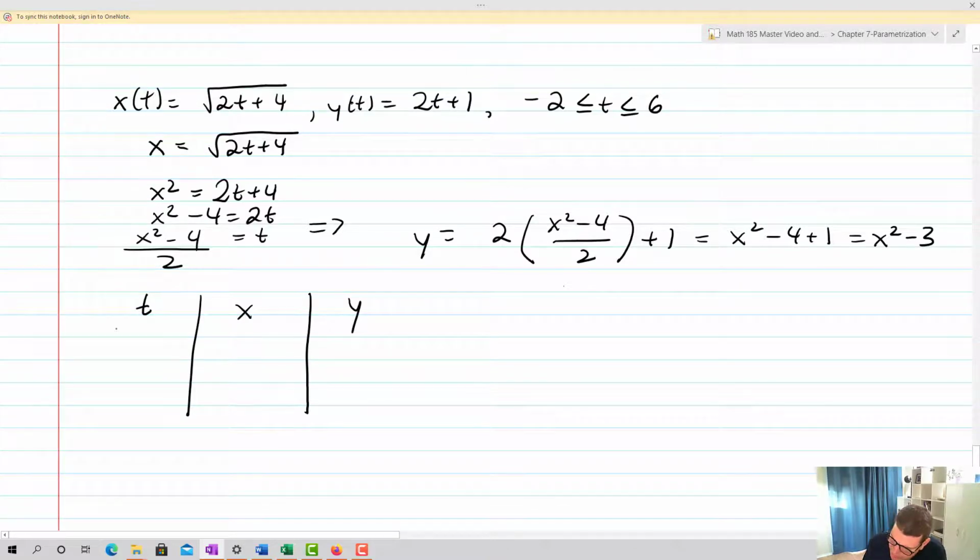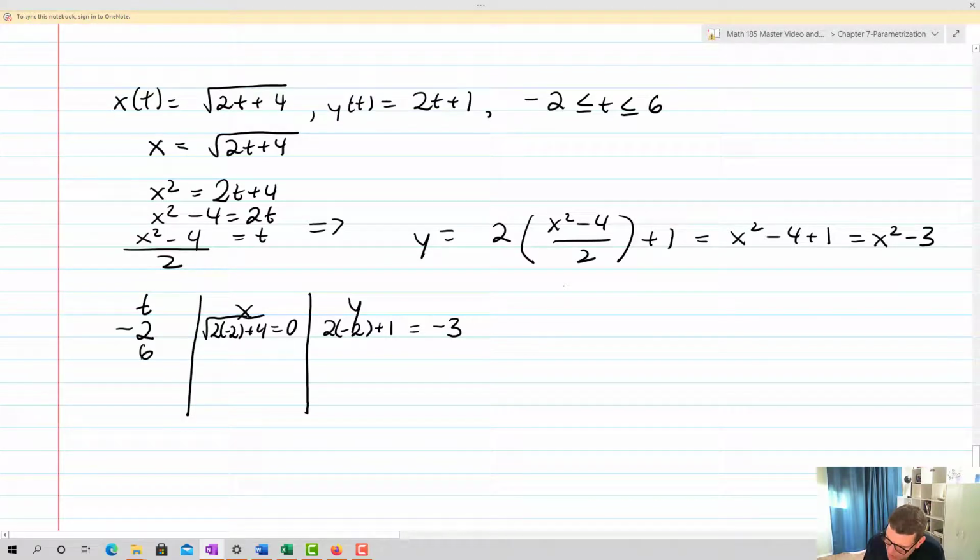And so when t is -2, x of t is going to be the square root of 2 times -2 plus 4, which equals 0. And y will be 2 times -2 plus 1, which equals -3.